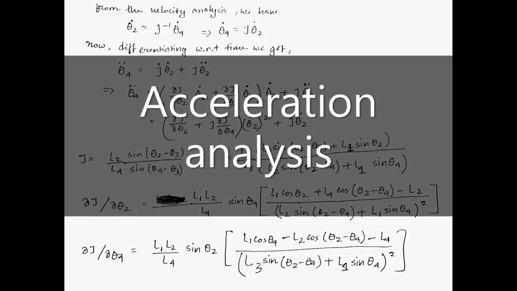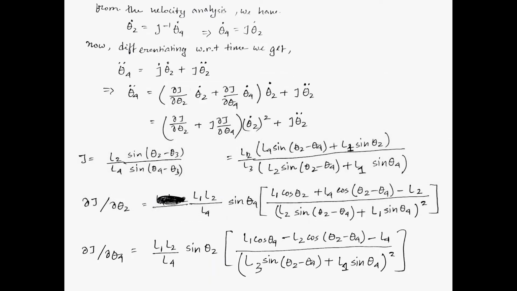Acceleration analysis gives the relation between the input and output angular acceleration. From the velocity analysis, we have theta 4 dot equal to J theta 2 dot. Now differentiating with respect to time, we get theta 4 double dot equal to J dot into theta 2 dot plus J into theta 2 double dot. Now theta 4 double dot equal to partial differentiation of J into theta 2 dot plus J into theta 2 double dot, and we can calculate the equations further.